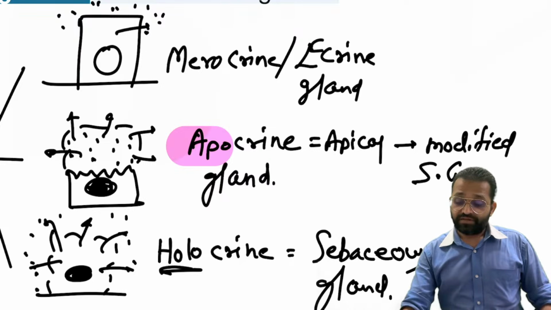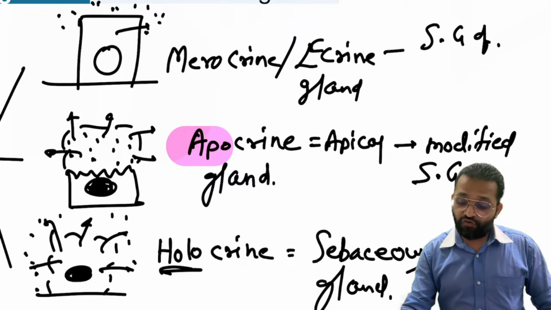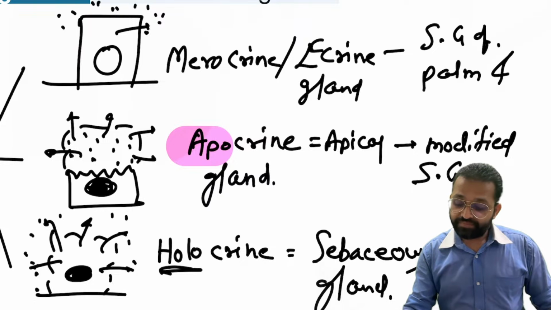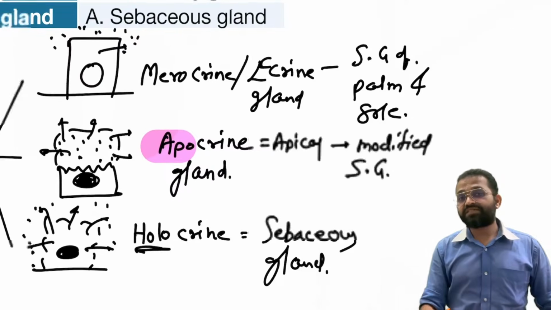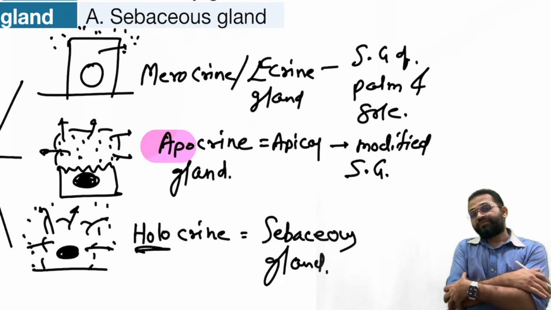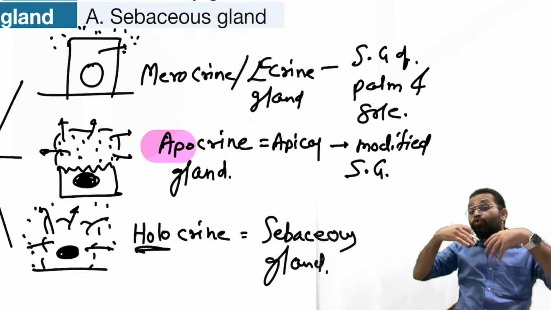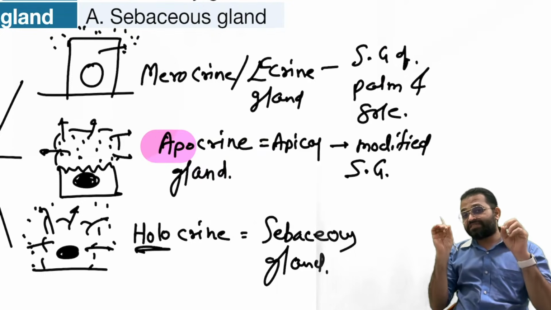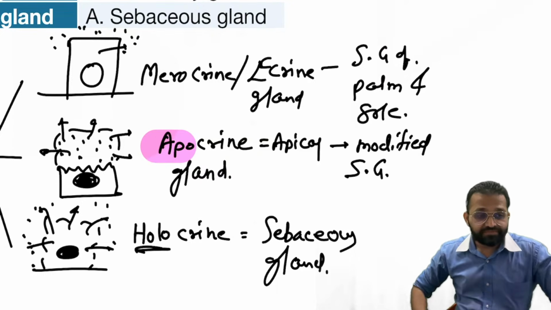They are apocrine. And yes, the sweat glands of the palm and sole are the classical example which you have to remember. The sweat glands of the palm and sole are merocrine glands. They are just releasing the secretion.